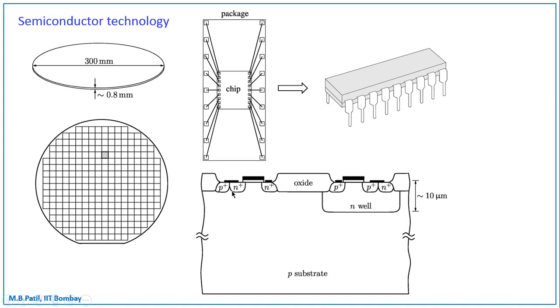And an important thing to note is that this entire structure, the so-called active devices, is confined only to a very small region on top of the wafer, that is only 10 microns maybe in thickness, and the rest of the wafer is simply there to support this entire top layer.